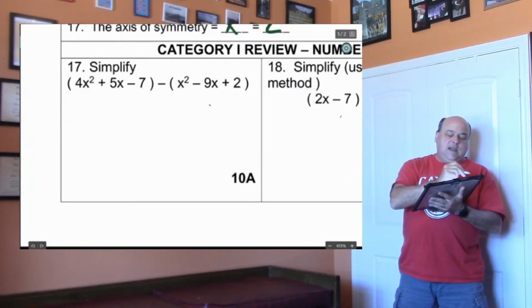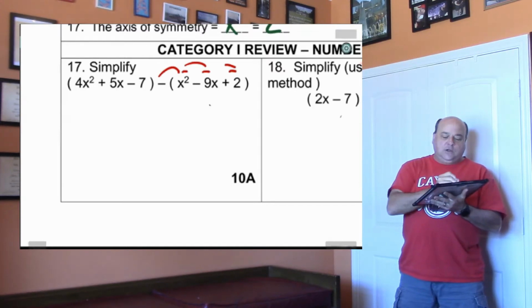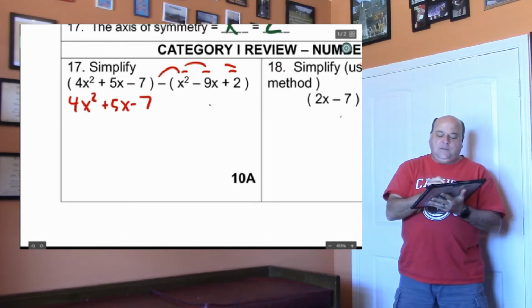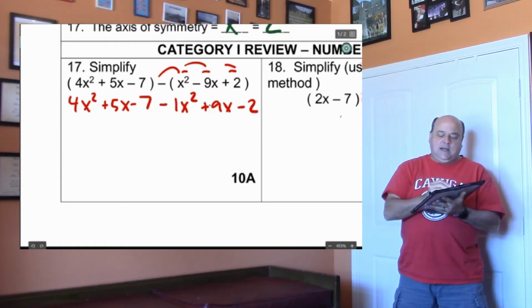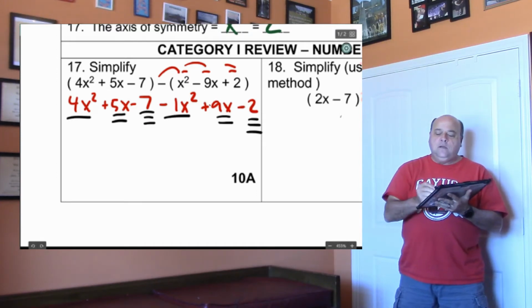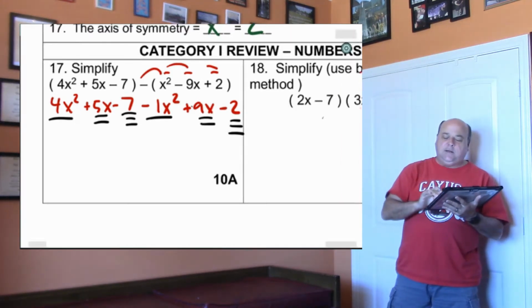Okay, on 17, you have to simplify this. Remember, that negative is going to get distributed. So the first part won't change, 4x squared plus 5x minus 7. Then you're going to write down negative, then 1x squared. Two negatives make a positive. A negative times a positive is a negative. Now we're just going to group the x squares, the x's, and the constants, and add and subtract them up. I'm not going to finish that up for you.